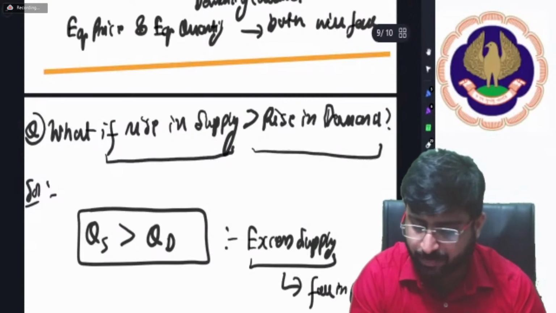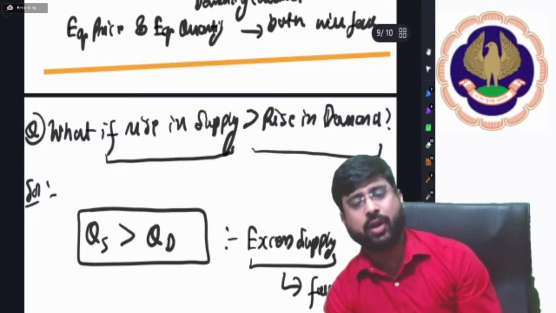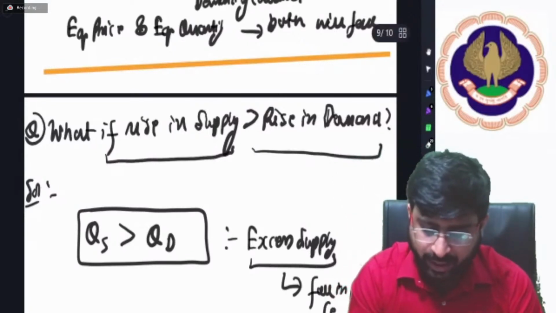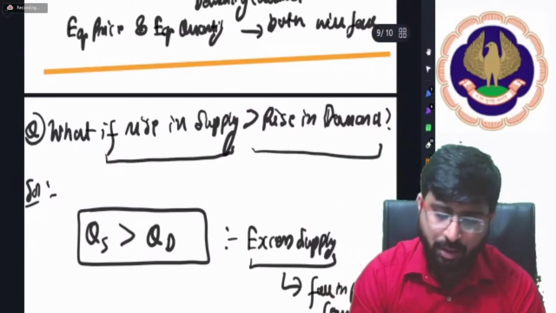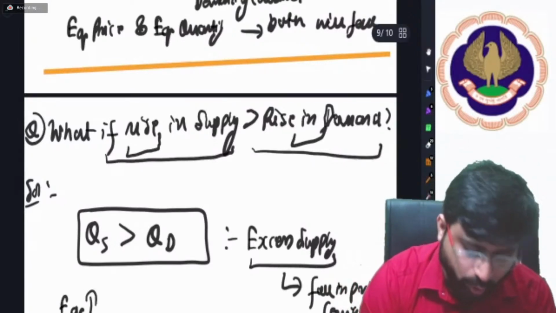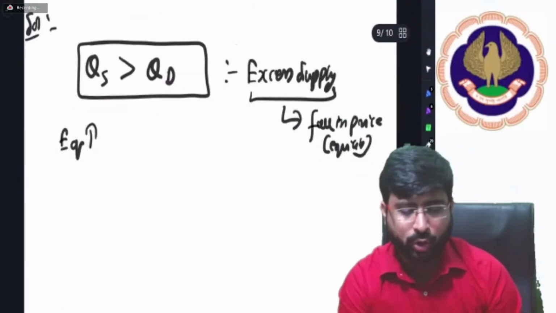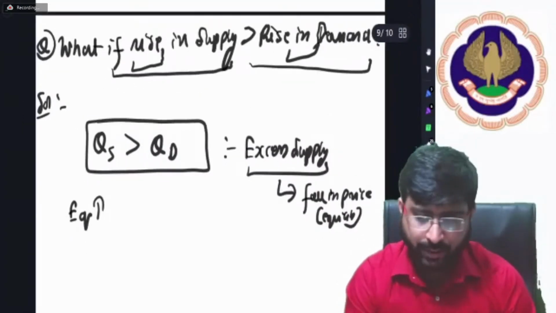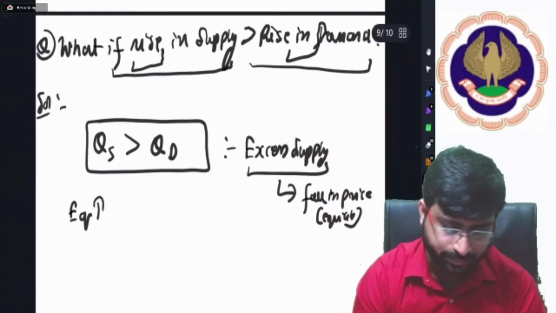What will this excess supply result in? It will result in fall in price. Obviously, when I say price, I mean equilibrium price. But since both quantities are on the rise, equilibrium quantity is going to rise. Sir, why don't you show us the diagram? All right. Okay. So I'll show it to you.